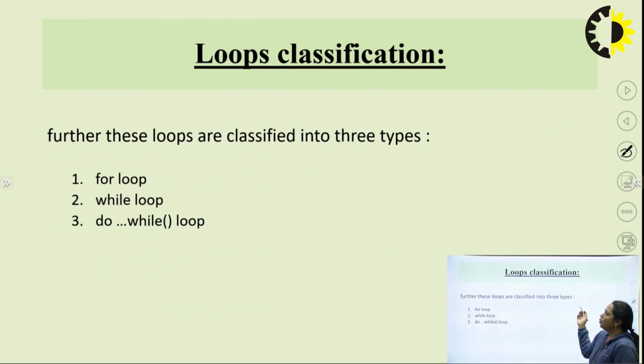Next, loops are further classified as for loop, while loop and do while loop, as discussed in the previous slide. For and while loops are examples of entry control loop and do while loop is the example of exit control loop.